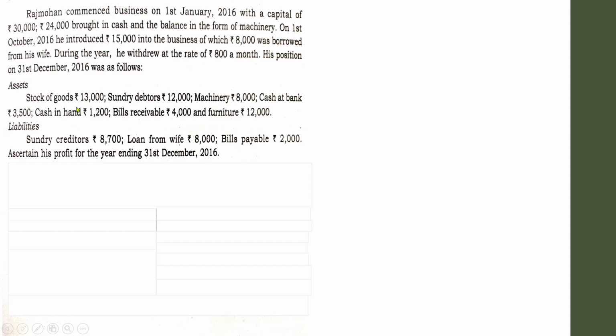These are details regarding the closing balances: stock, that is closing stock, sundry debtors, machinery, cash at bank, cash in hand, bills receivable, furniture. And with regard to liabilities, by the end of the year there are creditors 8,700, loan from wife 8,000, bills payable 2,000. You need to find out the profit or loss during the period. In this question, they have directly given the balance of opening capital. So do we have to prepare an opening statement of affairs?